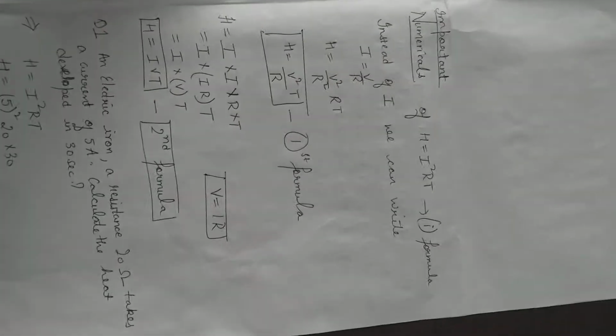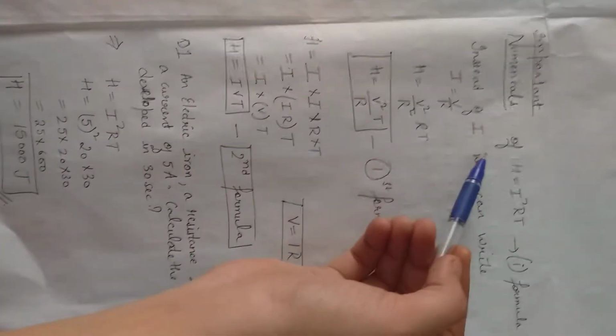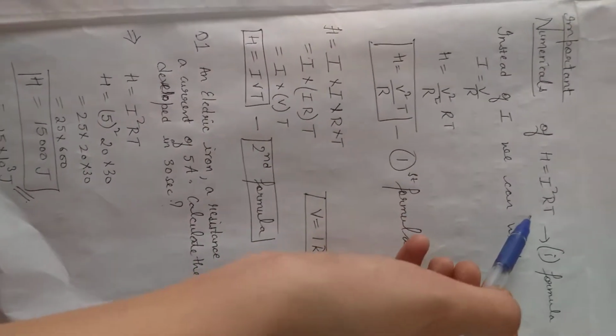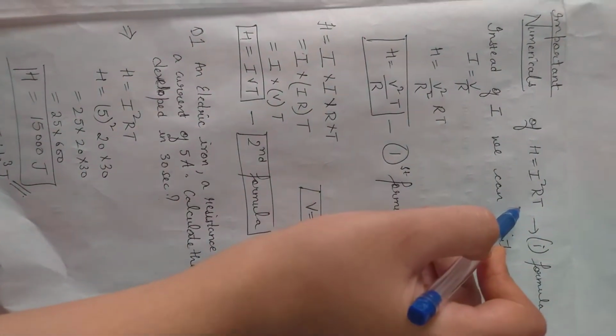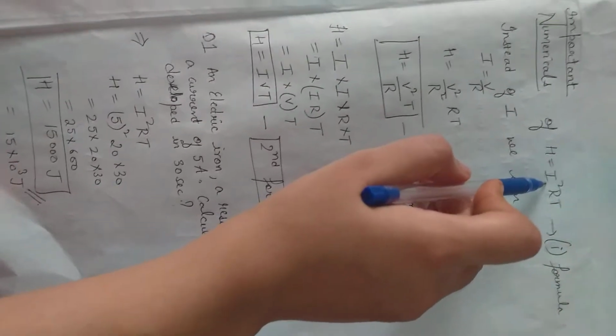Today, I am going to start numericals with Joule's law of heating. In an earlier class, we studied Joule's law of heating and how its formula is derived. Today, I am going to start with numericals of Joule's law of heating. The basic formula is H is equal to I square RT. Okay, it is the first formula, the basic formula.